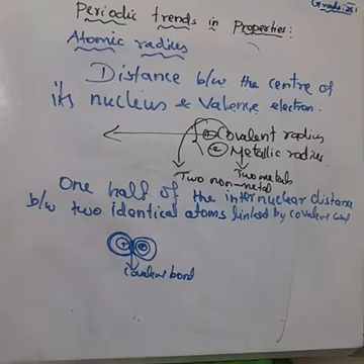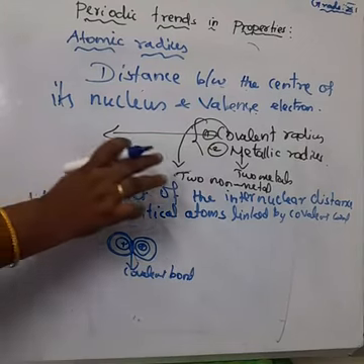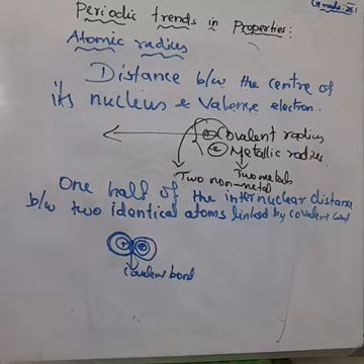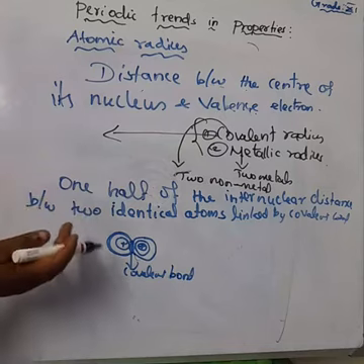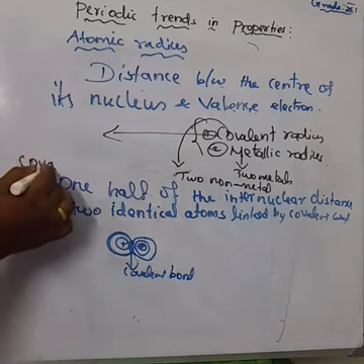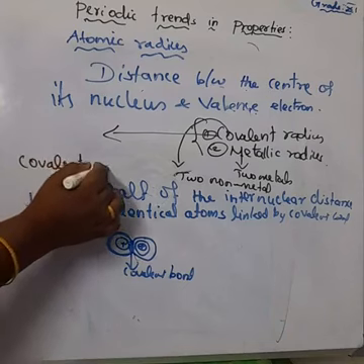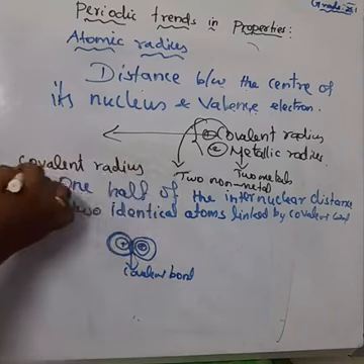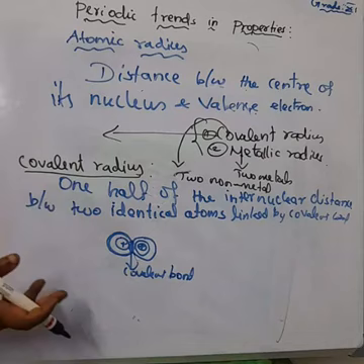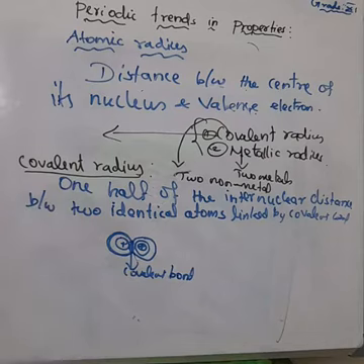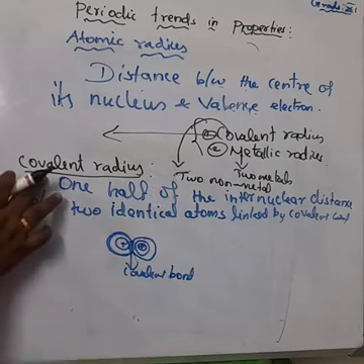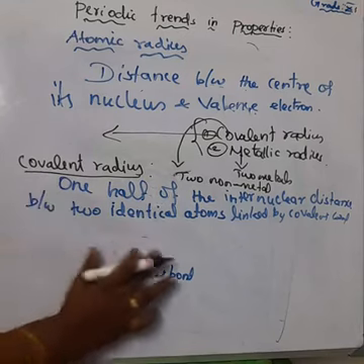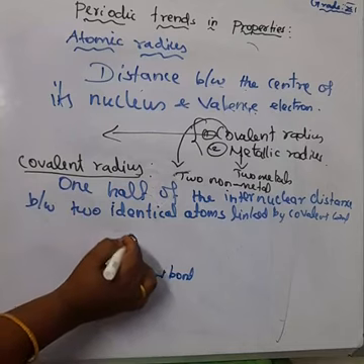What do you mean by covalent radius? We cannot measure the atomic radius of an isolated atom. We can measure the covalent radius or the metallic radius. So how can we measure the covalent radius of two chlorine atoms? That is one half of the internuclear distance.